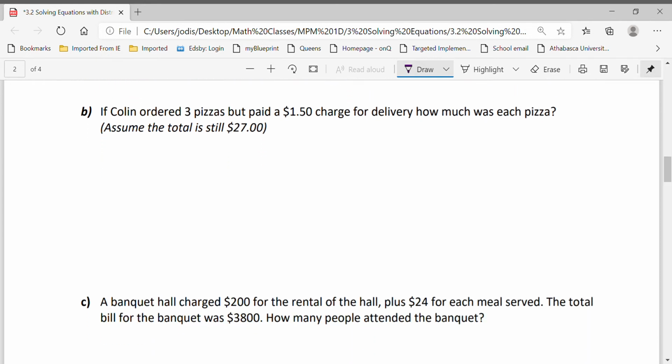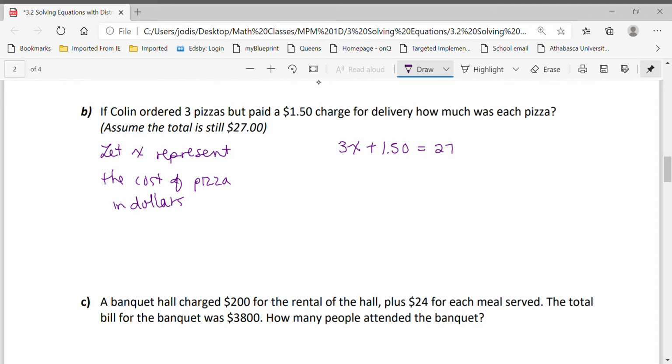Okay. So if Colin ordered 3 pizzas but paid a $1.50 charge for delivery, now how much was each pizza? And we're going to assume the total is still $27. So we're still going to let x represent the cost of pizza in dollars. That hasn't changed. But now it's a little bit different of an equation. So we still ordered the 3 pizzas, but now on top of that, we had to pay this $1.50 delivery. And they told us we're going to assume this still cost us $27 in total.